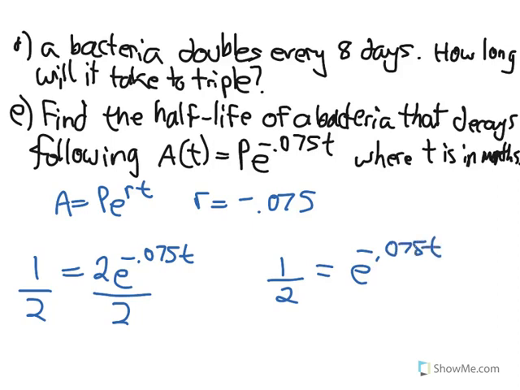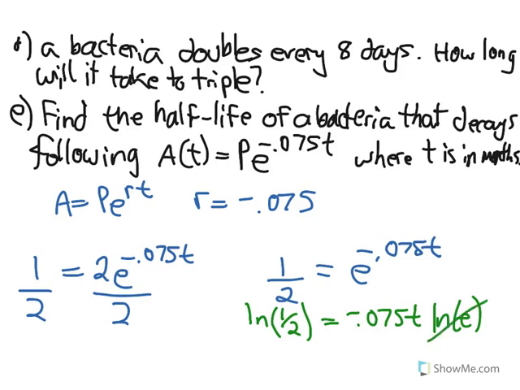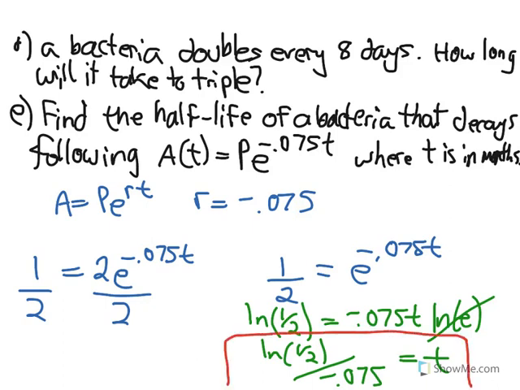Pretty straightforward from here. We need to solve for t, which is caught in our exponent, so we're going to ln both sides in order to bring it down. Equals negative 0.075t ln of e. This is why ln is such a helpful logarithm to use when there's an e, because ln of e is 1, so it just goes away. So your final answer when you plug it into your calculator is ln of a half divided by negative 0.075. And that would be the amount of time in the half-life, so the amount of time it takes to decay half of its life.